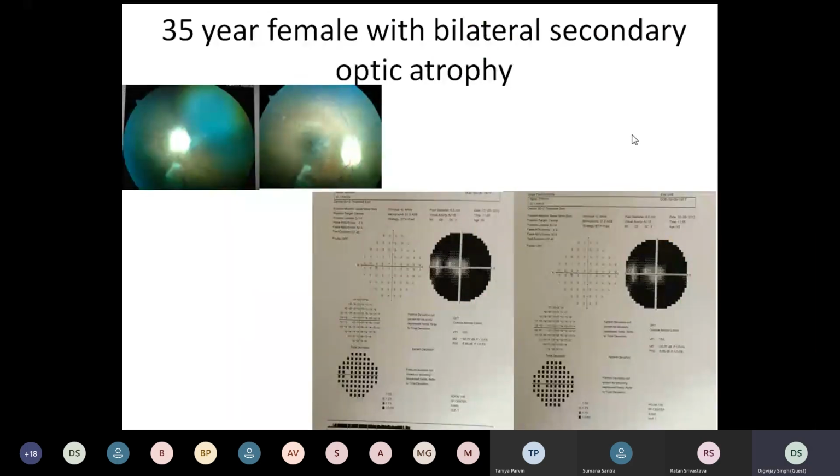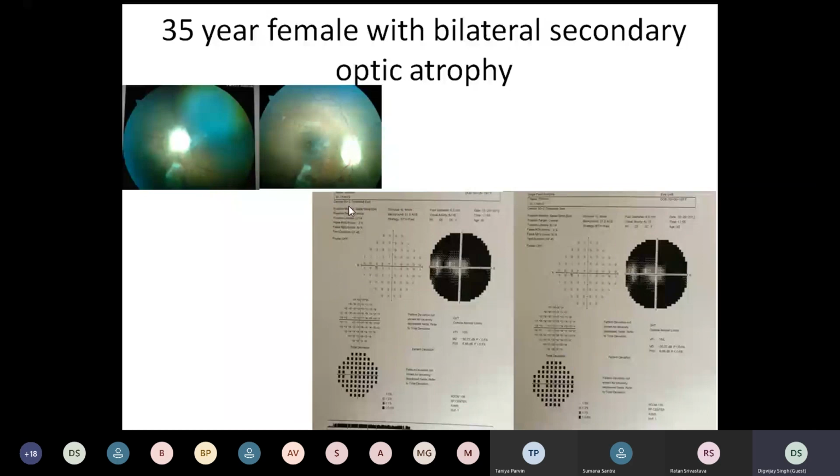A 35-year-old female with bilateral secondary optic atrophy looks like this. You can see disc pallor here. Both the fundi show secondary optic atrophy. Optic atrophies can be primary or secondary, and you will learn about that in the previous talks in your PG program. Secondary optic atrophy is a dirty looking disc, with blurred margins, a kind of waxy, grayish pallor, details not very visible, and the cup obscured.